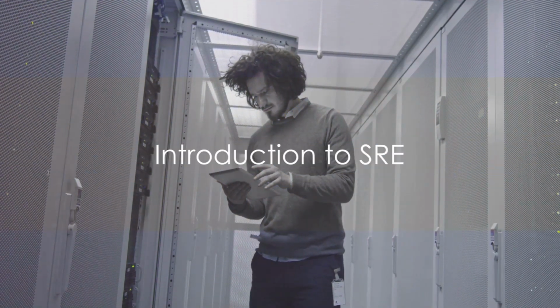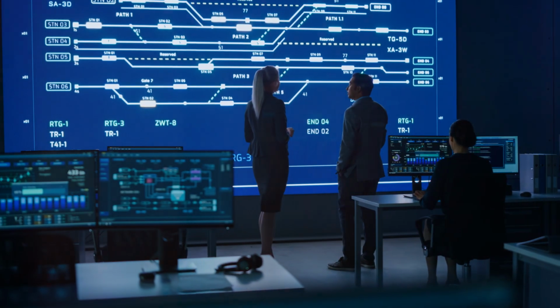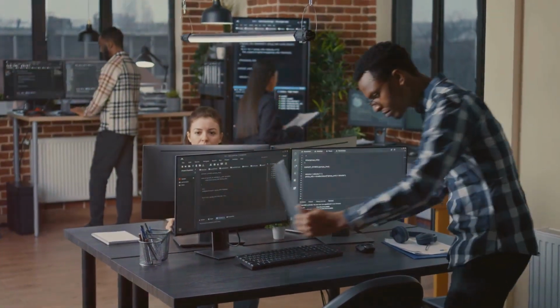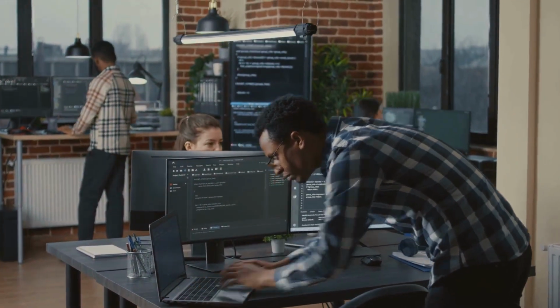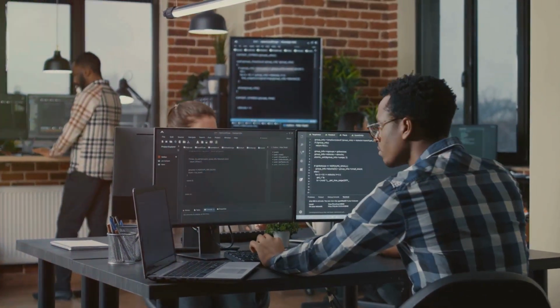Ever wondered what an SRE does? In the intricate world of tech, the term SRE pops up quite often. SRE stands for Site Reliability Engineering, a discipline that incorporates aspects of software engineering and applies them to infrastructure and operations problems. The main goals are to create scalable and highly reliable software systems.